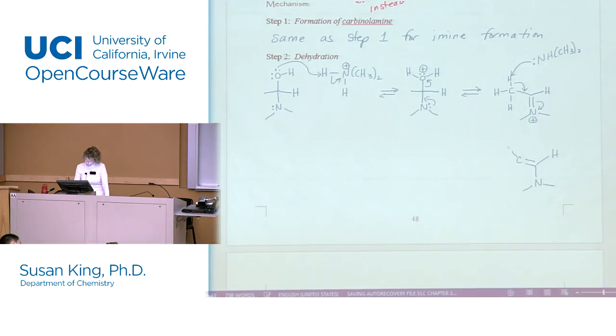So that's the difference here. If we had a proton to remove on nitrogen, we would have done it, but we didn't. So we're stuck with the enamine. All right, that's time. We'll stop right there, and we will continue this on Friday.